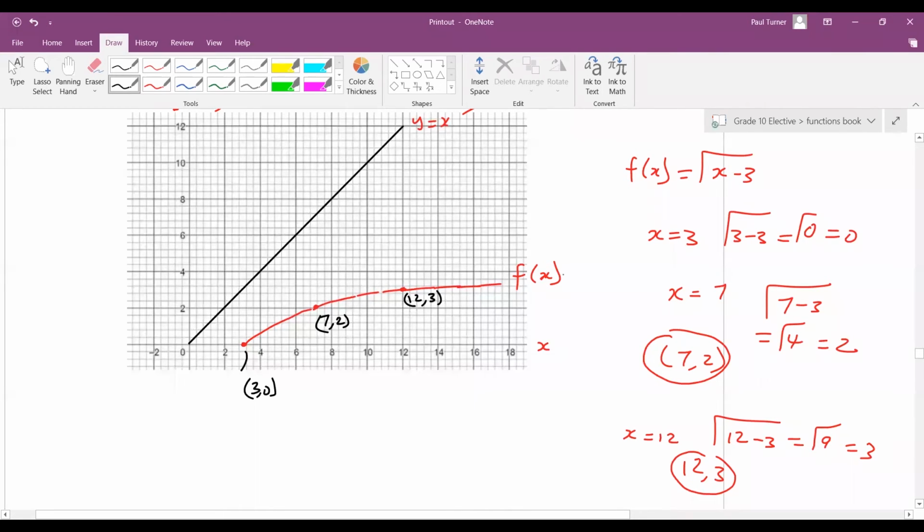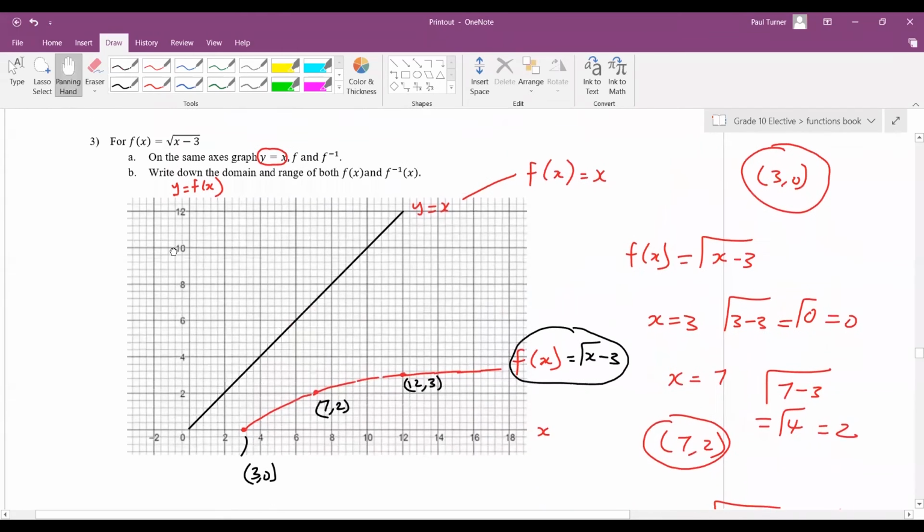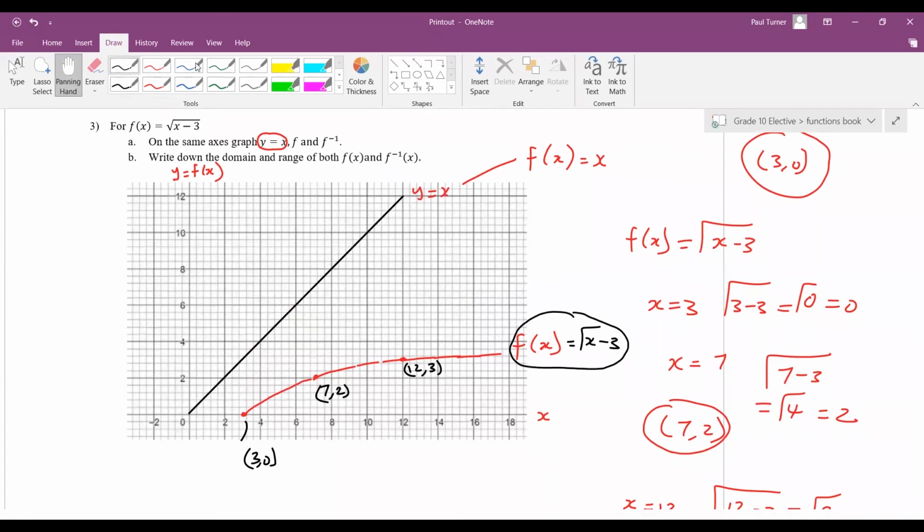This is root x minus 3. Like that, okay? So that's your function. And that's what you had to draw, one thing you had to draw. So that's f. When I write f, it means f(x). And this is f inverse. I just didn't put the x in brackets there. So let's keep that in.